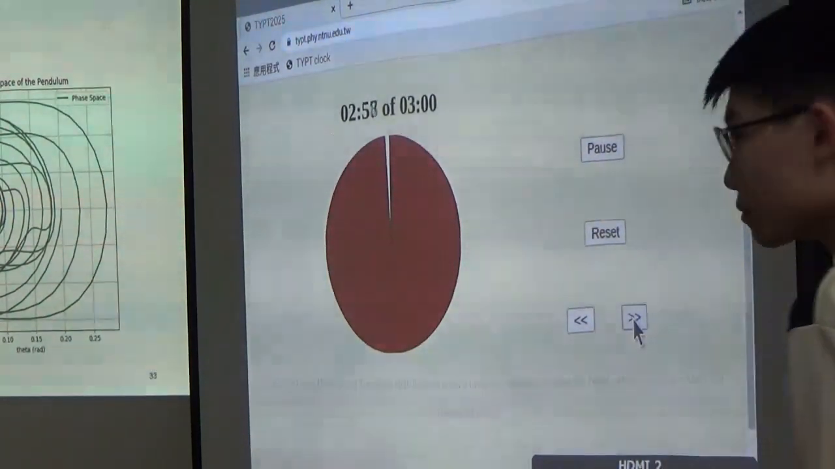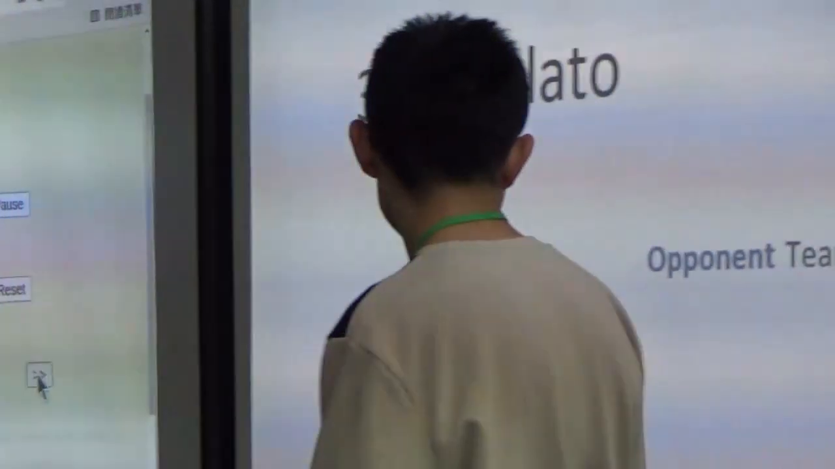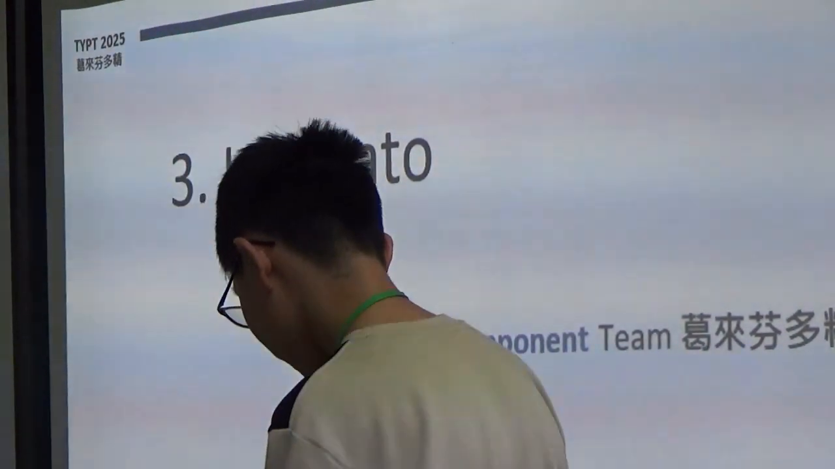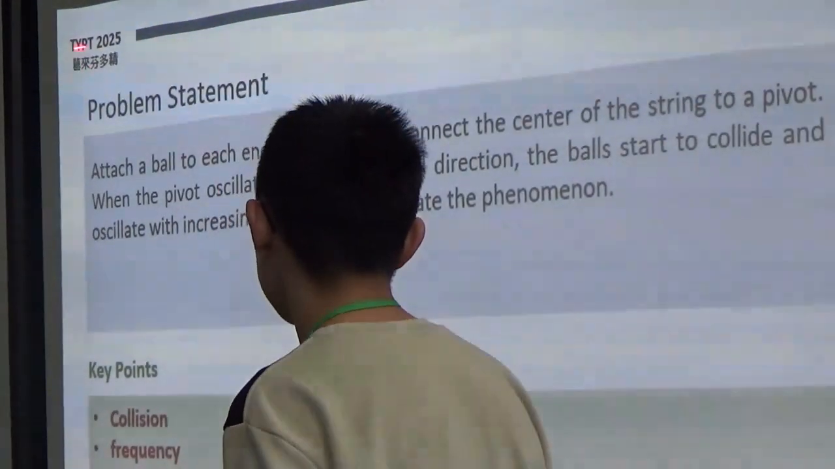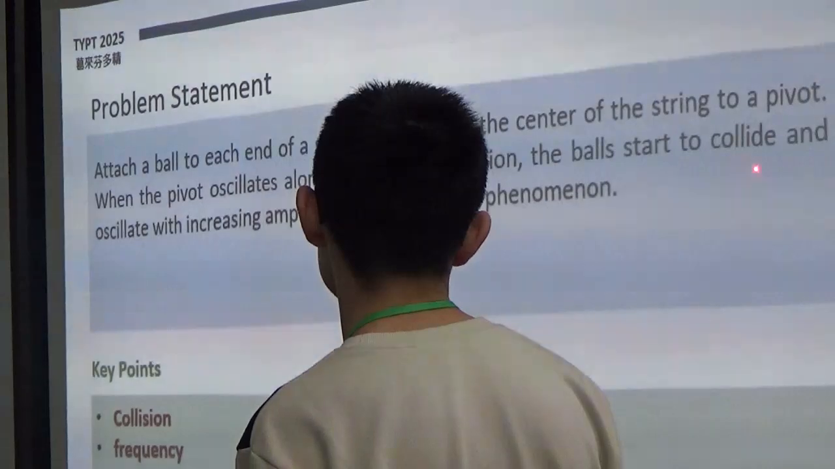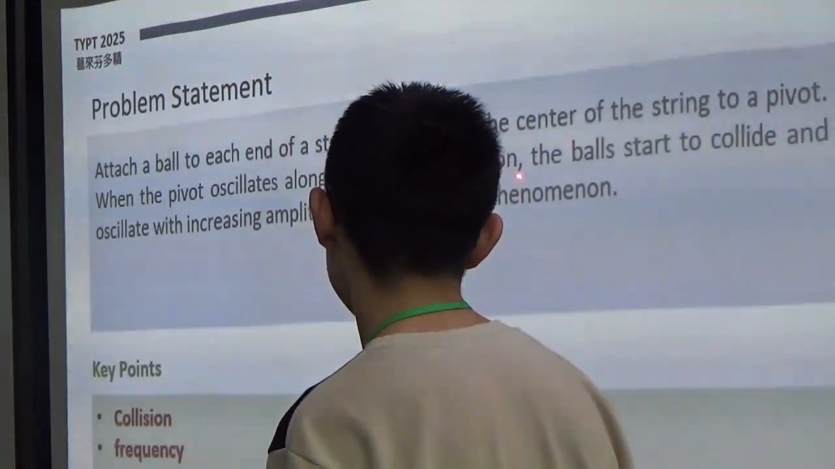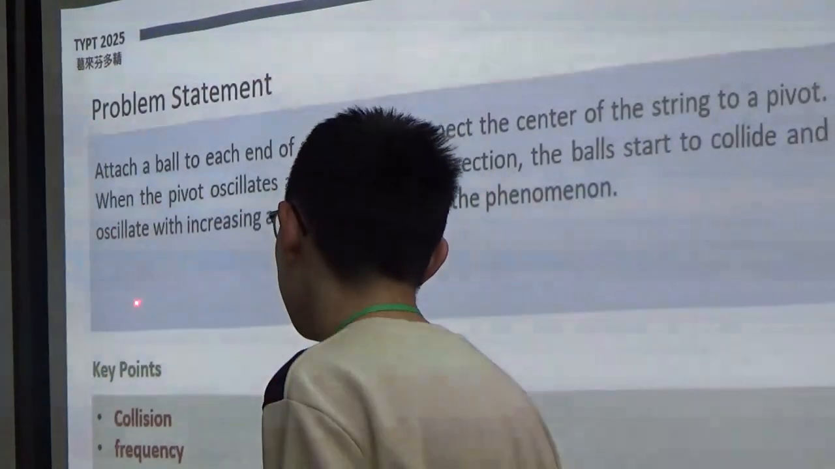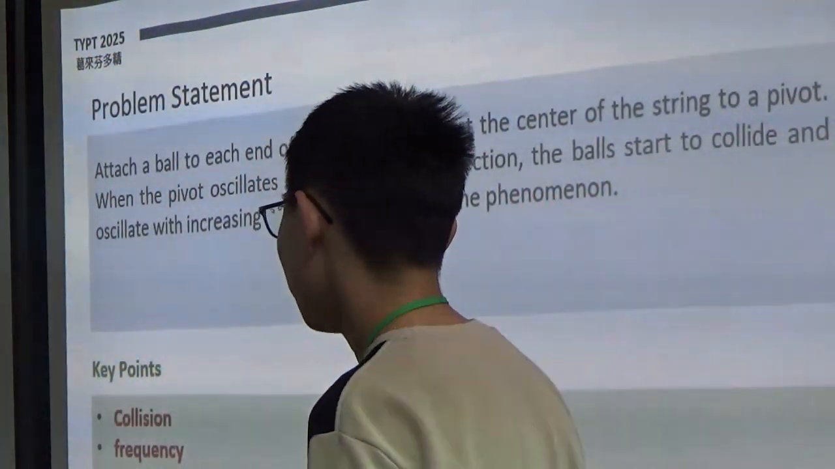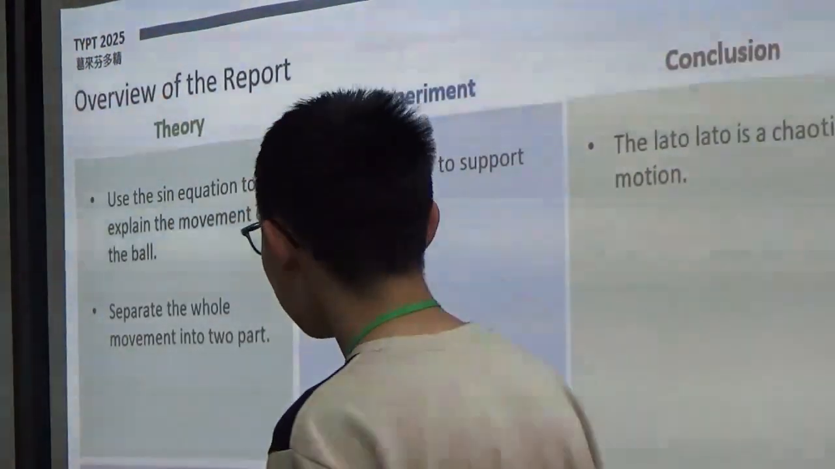The opponent takes the floor. Okay, so I am from Tsing Hua Technology, and I'm going to talk about the lato-lato. So the problem statement: attach a ball to each end of a string and connect the center of the string to a pivot. When the pivot oscillates along the vertical direction, the balls start to collide and oscillate with increasing amplitude. Investigate the phenomenon. And the key points in this problem are collision and frequency.